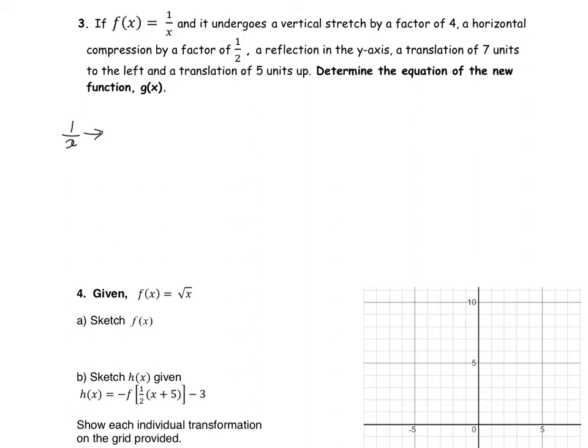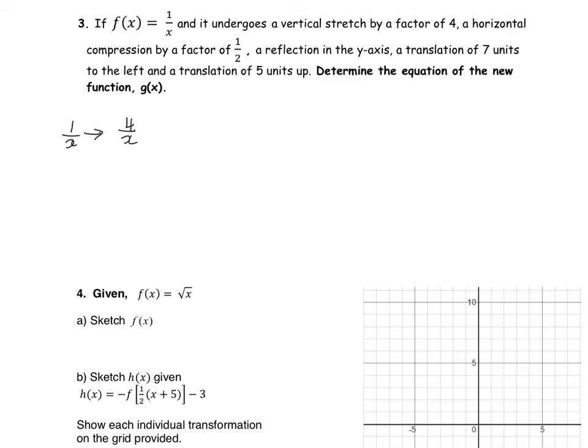It goes under the following transformations: a vertical stretch by a factor of 4, a horizontal compression by a factor of 1 over 2, a reflection on the y-axis, a translation of 7 units to the left, and a translation of 5 units up. So we are going to apply all these transformations step by step. The first one, it goes under a vertical stretch of 4. So 1 over x becomes 4 over x.